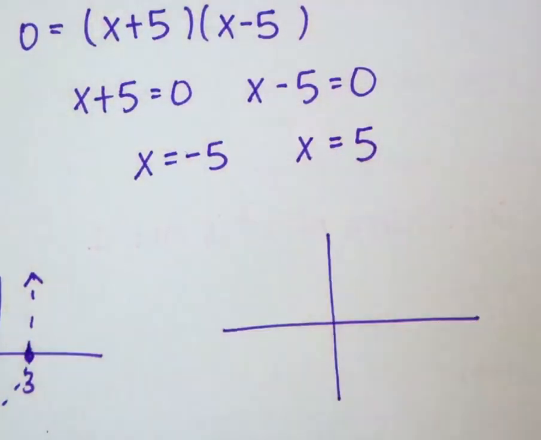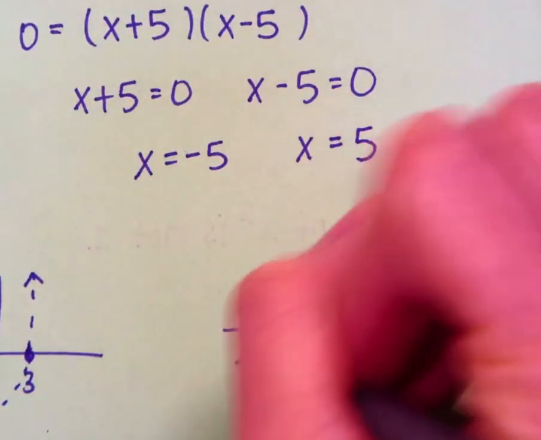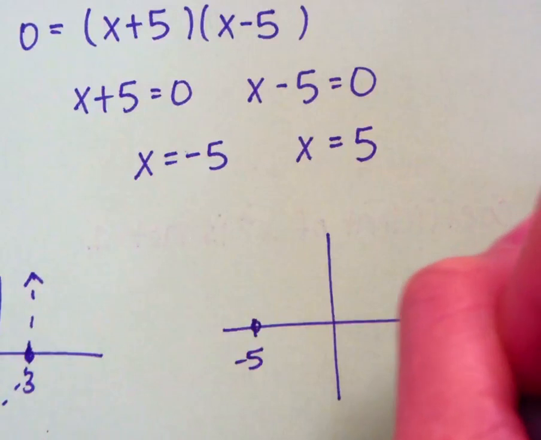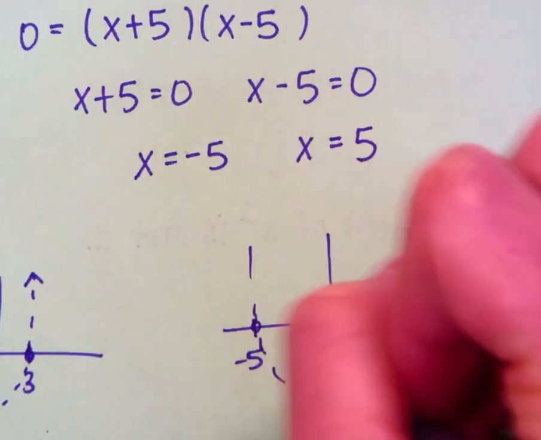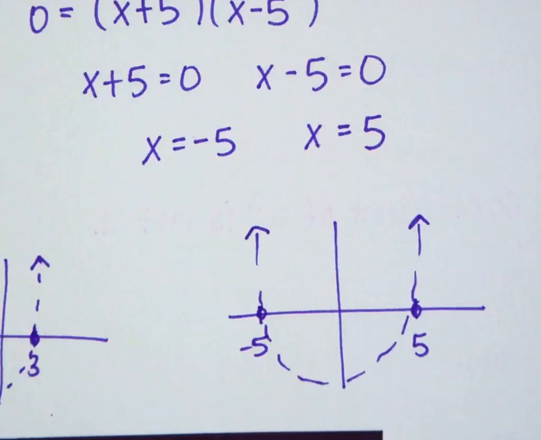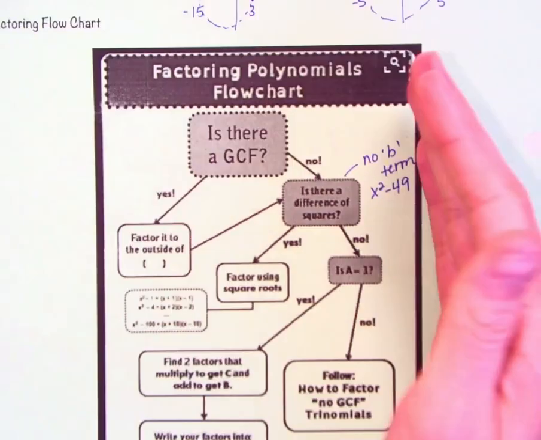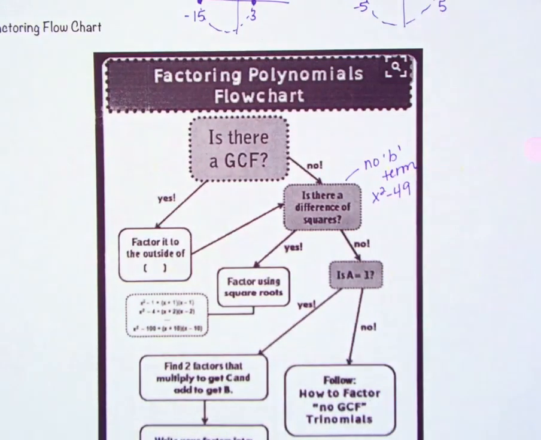And what that means, if I were to just sketch a really basic graph, here's negative 5, here's positive 5, my parabola would look like that. Okay, so please, please, please use this chart. Have it sitting off to the side. Have both note outlines out when you're working on your homework so that you can look at all these methods.